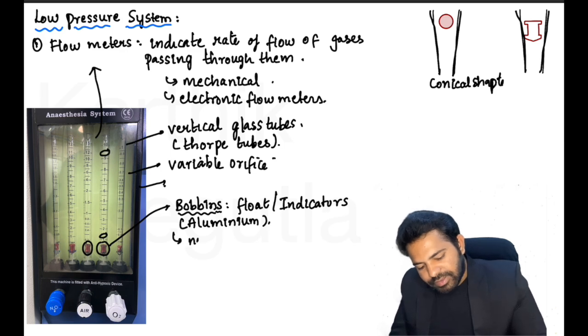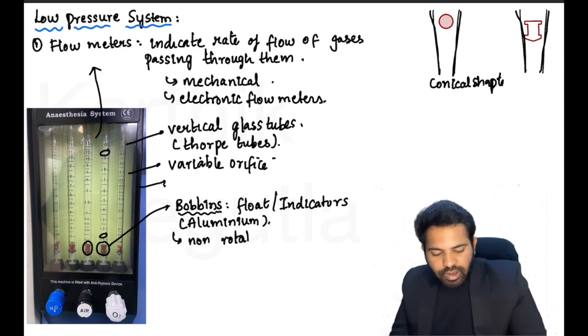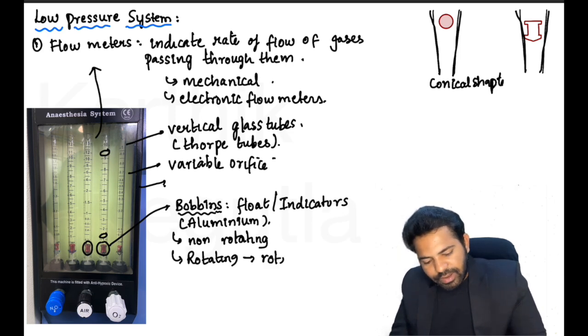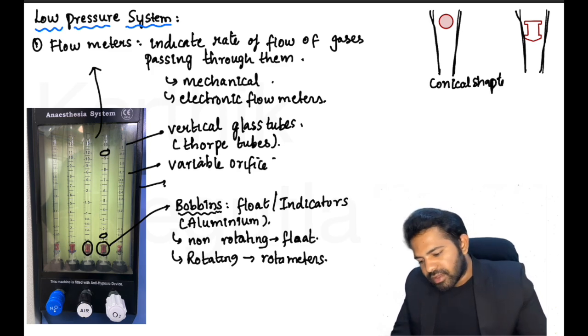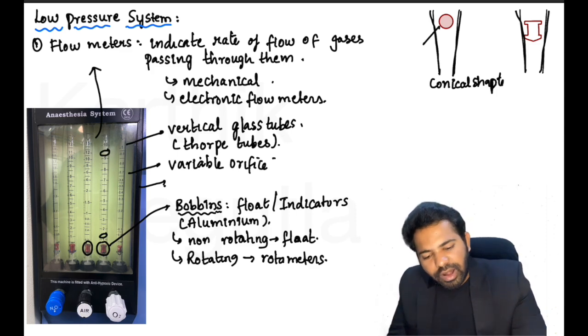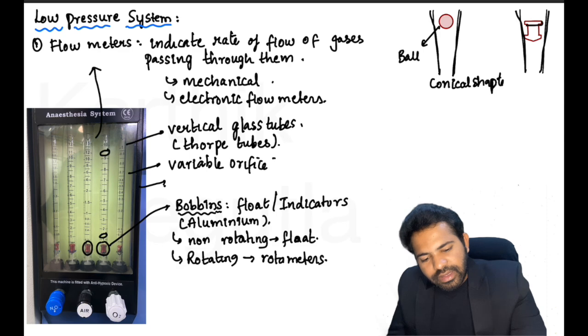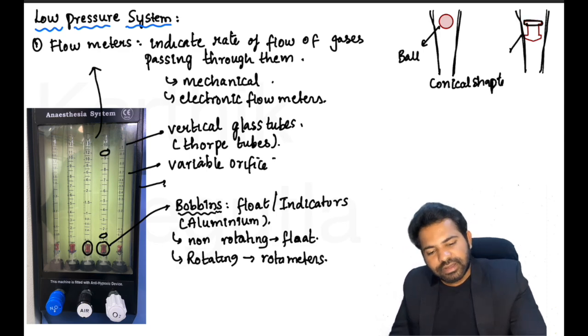The bobbins are of two types. They can be non-rotating bobbins, or they can be rotating bobbins. The rotating ones are known as rotameter. The rotating bobbins are present in rotameters. Now there are non-rotating types which are known as float. Clear? And here in this picture you can see a ball type of bobbin. Okay, and here you can see a float in the other picture.